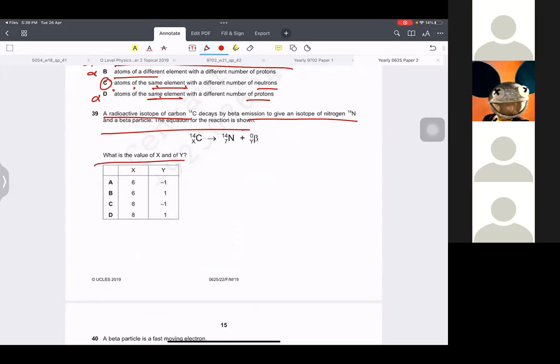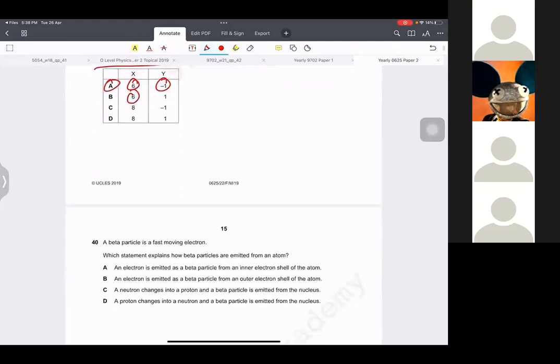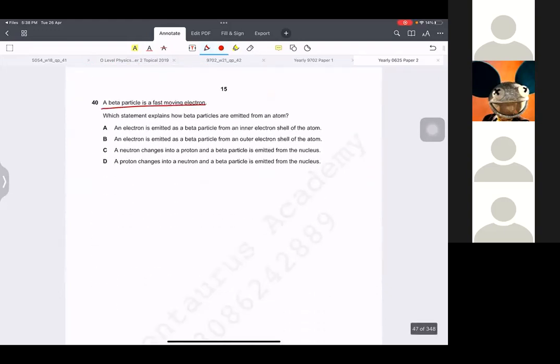Where's X? Oh! It should be 6, because this should be -1. That's cool. Easy. A beta particle is a fast moving electron.